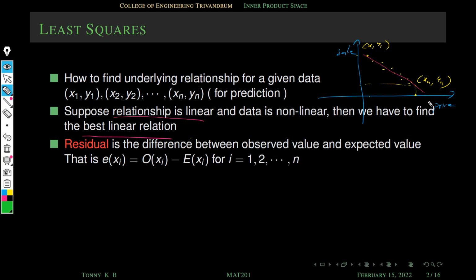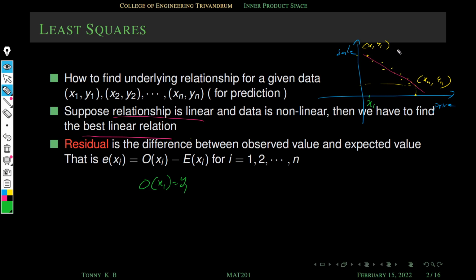To find this best straight line, first we are going to define the residual. Residual is the difference between the observed value and the expected value. Observed value means the value observed from the real situation, our collected data. Corresponding to x1, our observed value is y1, so O of x1 is y1. This is observed from the real situation. The expected value is because we expect there is an underlying relation which is a straight line. So the expected value is from the straight line.